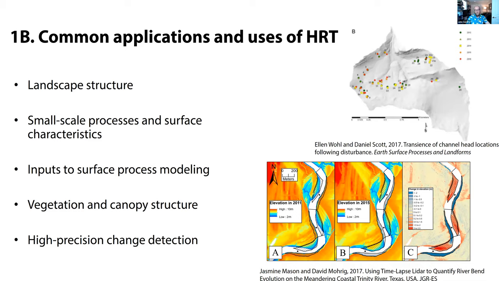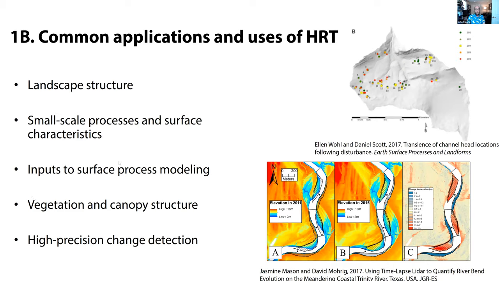We've touched on a few of them so far, but I just want to go through some of the ones that are most commonly used and kind of the most exciting in my opinion. So one is you can use high resolution topography to really characterize the structure of the landscape. Like in the previous image, we can strip out all that vegetation and we can understand what the structure of these drainage networks really are.